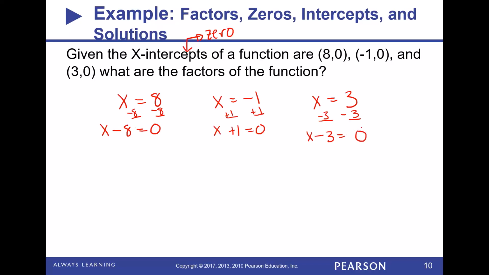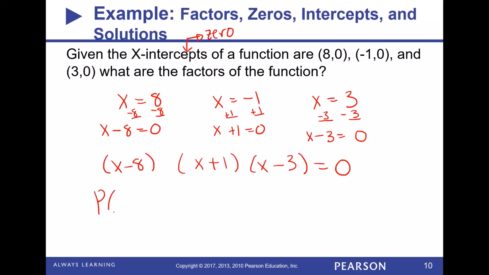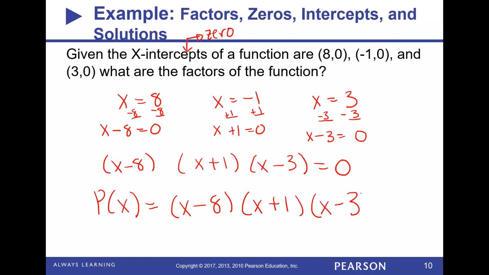And remember, if we had all of these fully equal to 0, then ladies and gentlemen, that's a factor. So this has got to be the factor. This one had to have this factor, and this one had to have this factor, and the whole thing would have equaled 0. So my polynomial function that I would have had in order for these x-intercepts or zeros of the function could have looked something like this: an x minus 8, an x plus 1, and an x minus 3.